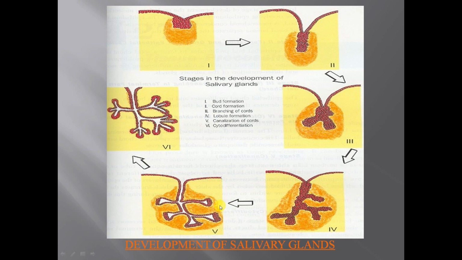In the stage 5, you can see the canalization of the cords. And in the 6th stage, you can see the cytodifferentiation. In this, the epithelium consists of 2 layers of cells, that is the inner cells which differentiate into the mucous and the serous cells, and the outer cells that differentiate into the myoepithelial cells.